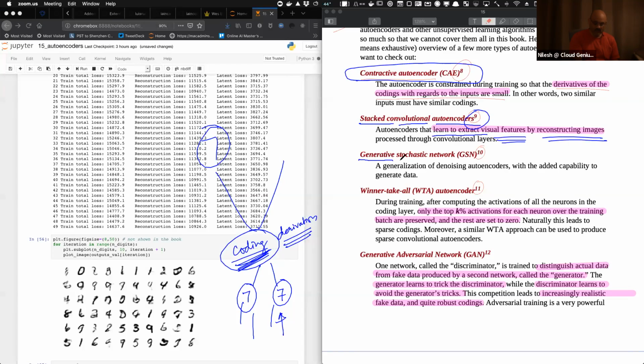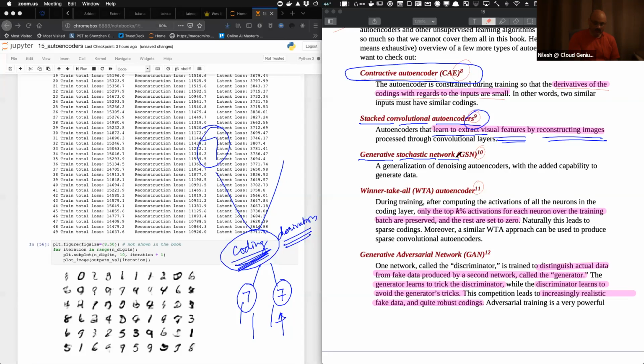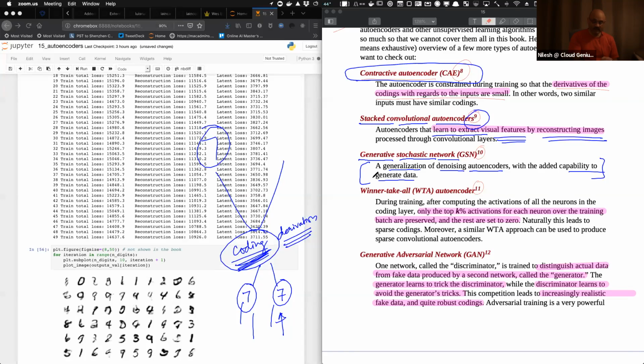Another one is generative stochastic network. This has the ability to generate data. It is a generalization of the denoising autoencoder we saw before, with the ability to generate new data based on input data that we have trained.